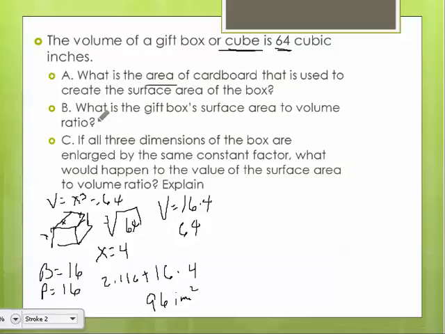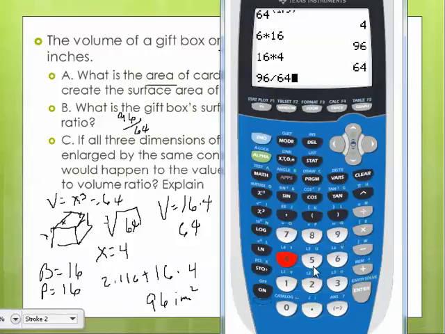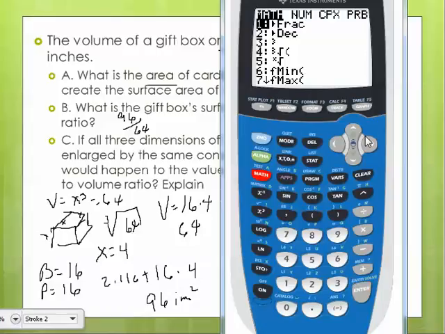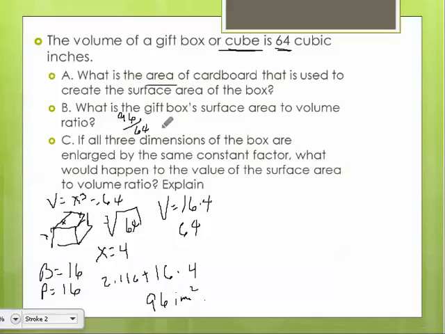B is asking, what is the surface area to volume ratio? We take 96, we divide it by 64, and we reduce. Okay? 96 divided by 64. Hit enter. And because I'm lazy, I'll use math, number 1 for fractions, and turn it into a fraction for me, and it turns it into a fraction of 3/2. Getting a calculator lesson here too.